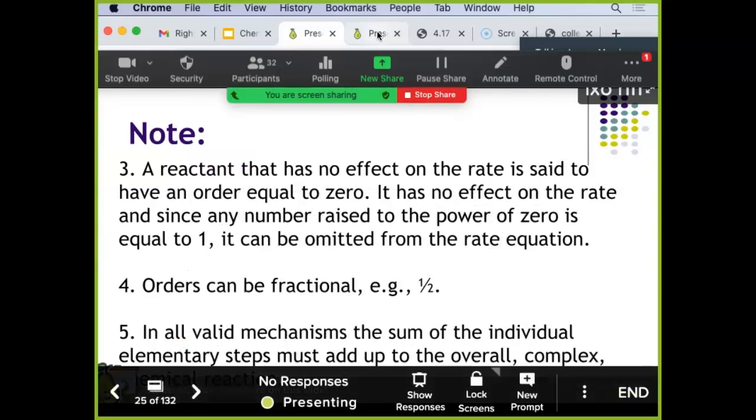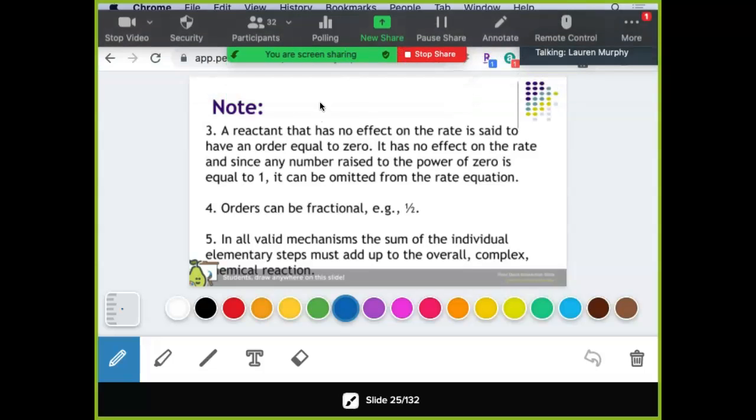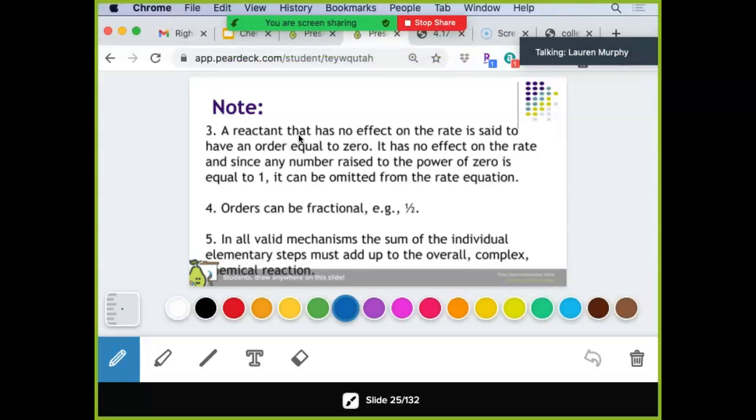If you have a reactant that has no effect on the speed of the reaction, now that doesn't mean it doesn't participate in the reaction. It just doesn't change how fast or slow the reaction goes. It has 0 effect, so we call it an order of 0. So it looks like this: rate equals k, some reactant A to the 0. Zero effect. Well, anything to the 0 power is what number? 1, right? So that substance is usually omitted from the rate law. Now, do not forget though, it is still in the reaction. It just doesn't determine the speed of the reaction. It's still part of the chemical reaction. It just doesn't affect the rate of the reaction.